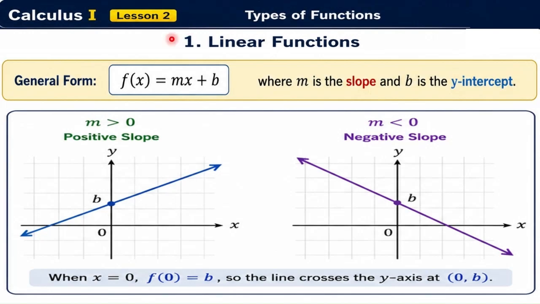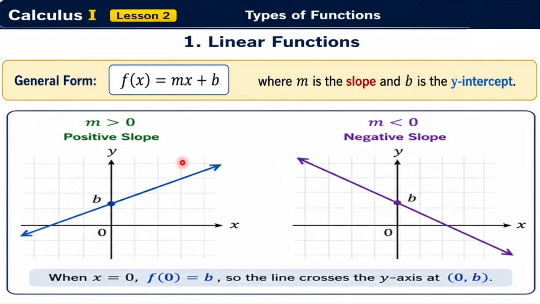Let us begin with the linear function. A linear function has the general form f of x equals mx plus b. Here, m represents the slope of the line and b represents the y-intercept. The graph of a linear function is always a straight line.